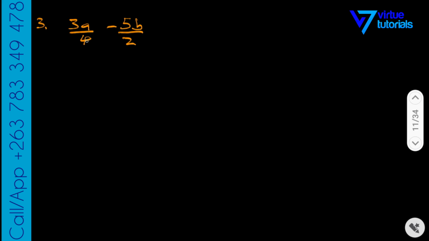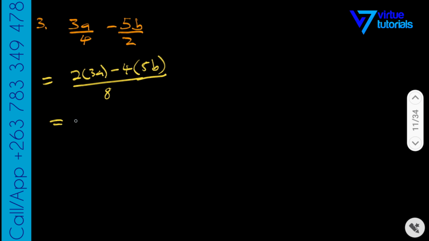3a over 4 minus 5b over 2, right? Again, just look for your lowest common multiple, which is 8. 4 and 2 go into 8. 4 into 8 goes 2 times. I take that 2, multiply by 3a. 2 into 8 goes 4 times. I take that 4, multiply by 5b. My minus is there.